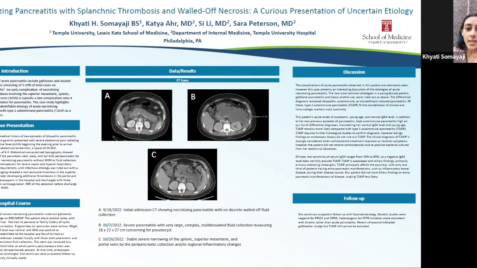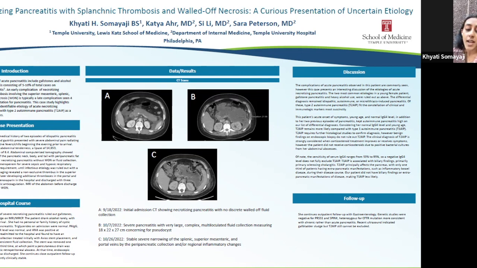Of these, it was interesting that type 2 autoimmune pancreatitis fit the constellation of her clinical and immunological markers that came about in her lab findings. This was an interesting discussion that we had, considering her IgG4 level was normal, and you would expect this to be typically elevated or altered in some way, but in young patients, this can actually present at a normal level. And so with that being normal, type 2 is more likely than type 1.